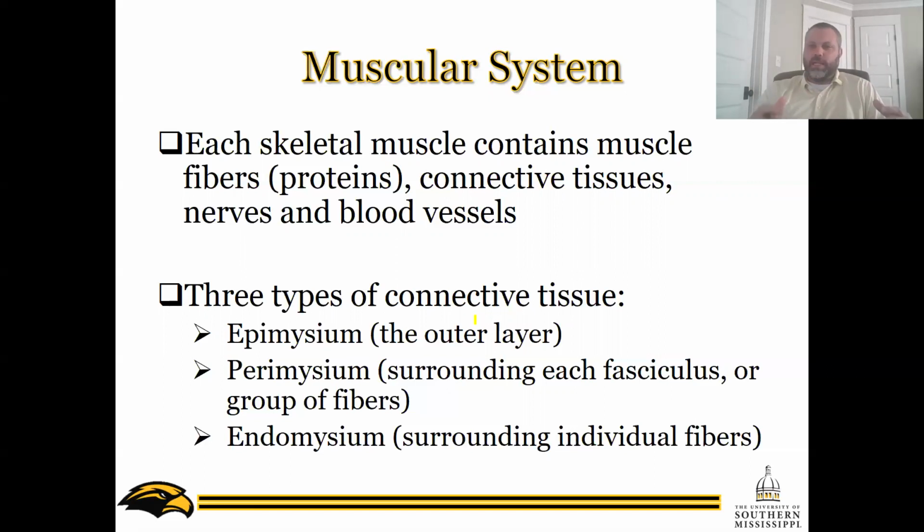So again, this should be something that everyone should have heard at least once, twice, three or four times by this point: we're going to have three major layers of connective tissue inside of a muscle. So we have an epimysium, perimysium, and endomysium. The epimysium is going to be around the outside or the entirety of the muscle. The perimysium is going to be around a group of fibers, right? And then when we come down to the individual fibers, it's the endomysium.